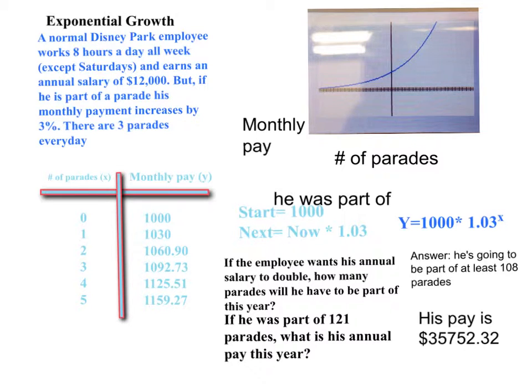If he was part of 121 parades, what is his annual pay this year? His pay is $35,752.32, because if we multiply 1,000 times 1.03 to the 121st power, that's going to give us our answer. Also, our graph may look a little bit different because we were increasing by such little amounts that we had to make it larger and larger until it looked like a curve.